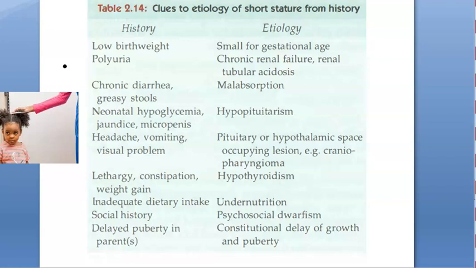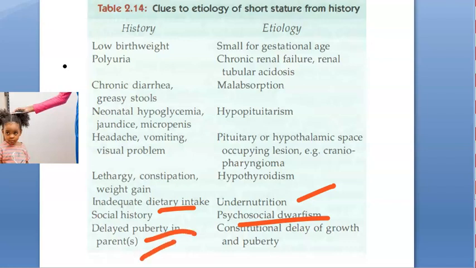If the baby has a headache, vomiting, visual problem, some pituitary space occupying lesion, craniopharyngioma. Lethargy, constipation and weight gain, hypothyroidism, very good. Then, if the baby has inadequate dietary intake, guys focus here, it's not eating enough, undernutrition. Social history, social dwarfism, emotional deprivation.